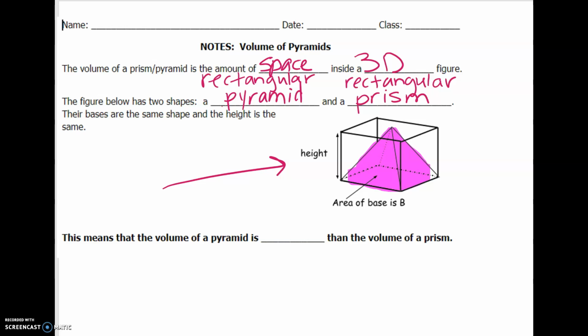So this means that the volume of a pyramid is 1/3 the volume of a prism. You can't really tell by that picture, but it takes up 1/3 the space of the prism. Okay, let's look at some examples.